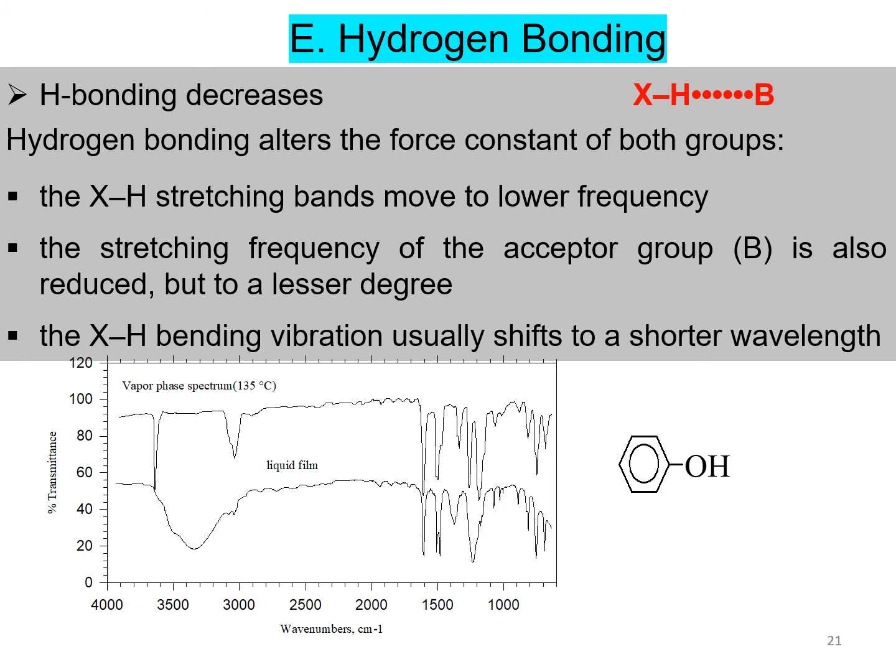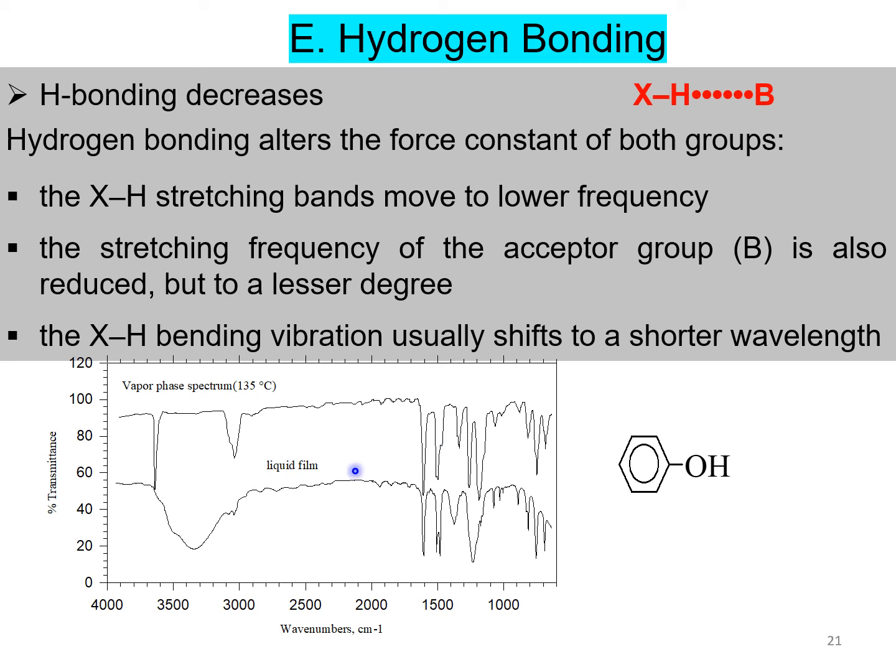Now the hydrogen bonding. Hydrogen bonding decreases the frequency. For example, in X-H, X is the atom and H is the hydrogen, and it is going to form a hydrogen bond with a B group, that is some basic group. The hydrogen bonding alters the force constant, the k, of both groups. The X-H stretching band moves to lower frequency. The stretching frequency of the acceptor group B is also reduced, but to a lesser degree. The X-H bending vibration usually shifts to a shorter wavelength.